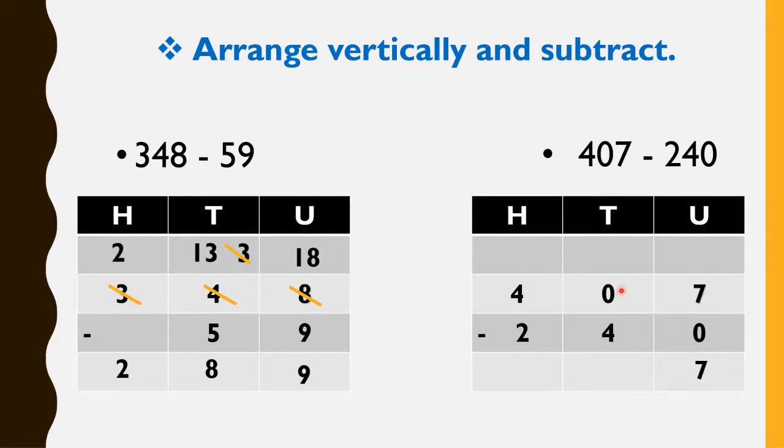So, we have to untie 100. So, it will become 3 in hundreds place. Students, 100 means 10 tens. So 10 will go in tens place. So 10 minus 4, the answer is 6. And 3 minus 2, the answer is 1. So 100, 6 tens and 7 units. So 167.